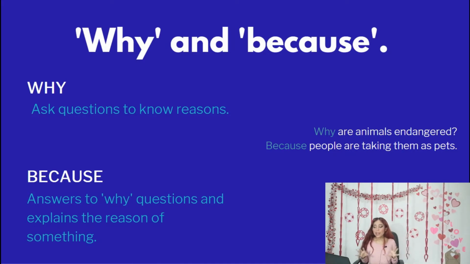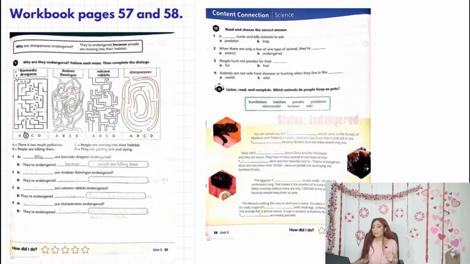And the answers are used with because. Sometimes it is at the beginning, sometimes in the middle. These are always used to answer questions with why and explain the reason for something. So they are always connected. When you have a question with why, you need to answer with because, even though it's in the middle, even though it's at the beginning. You always need to use it this way. So I show you this example, and now let's check what we did.